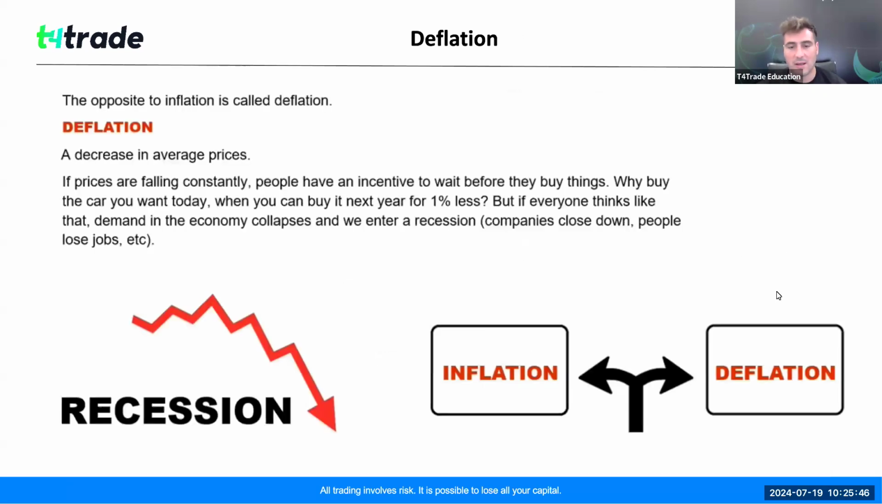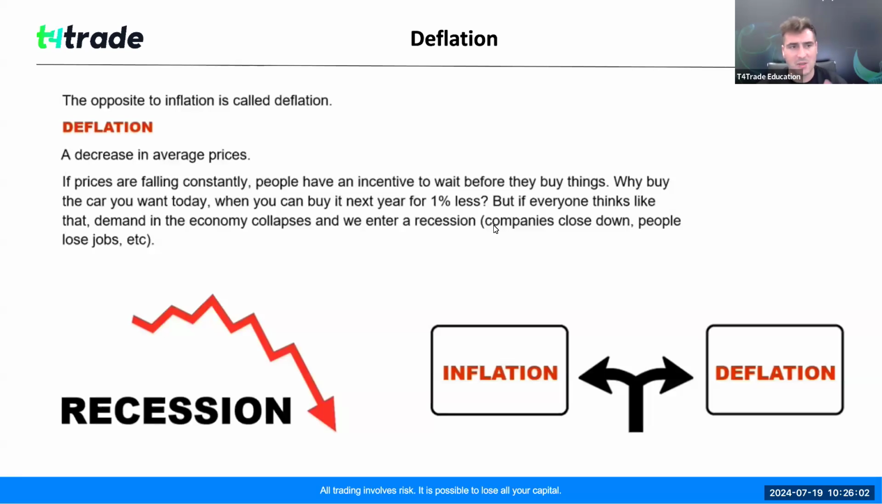And now we're going to move to the next example, which is the complete opposite. So hyperinflation is when you see rapid price rises. Deflation is the complete opposite. And some may say, what's the problem with falling prices? Okay, you're going to see.